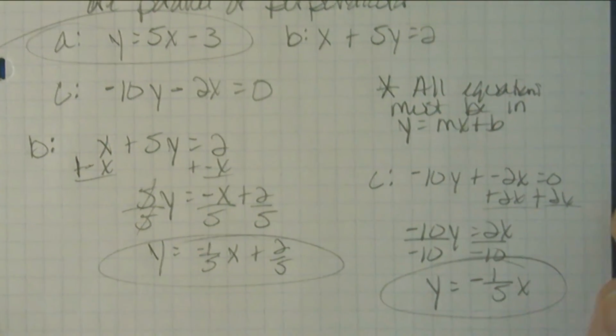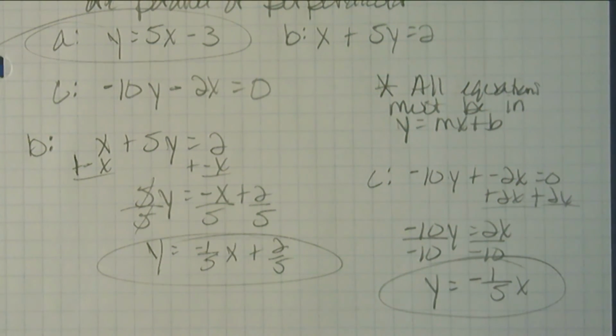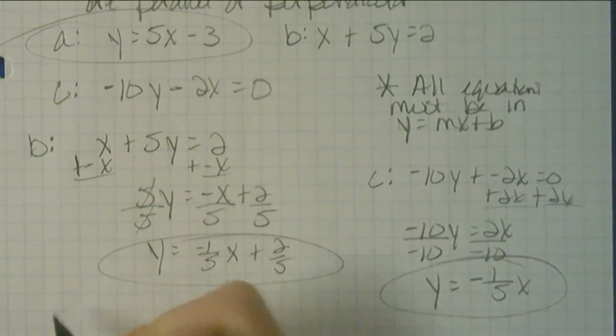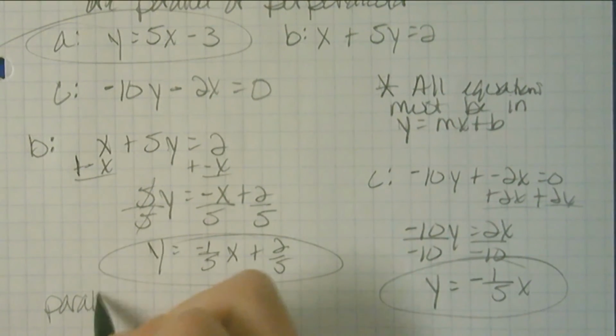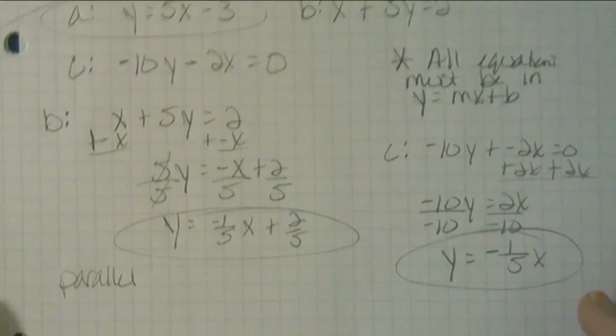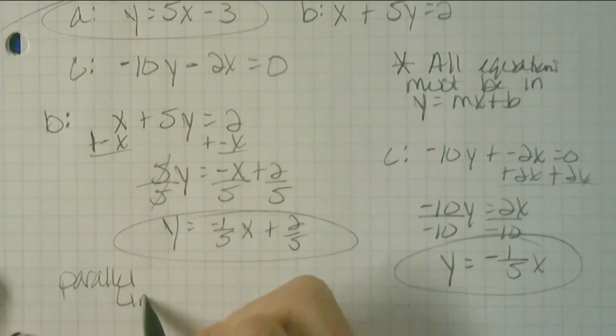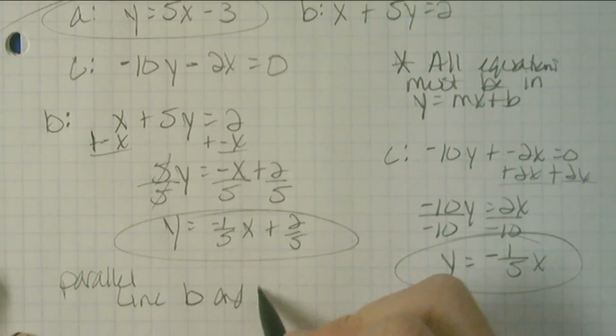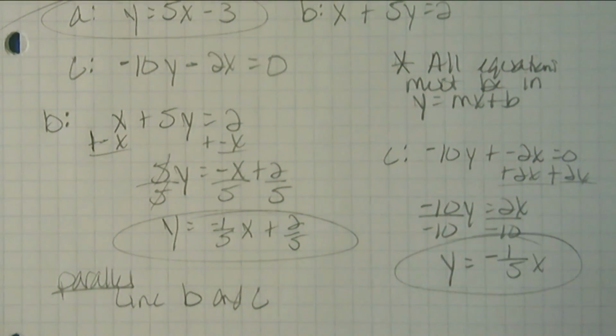So if I look at these, are any of the lines parallel? Line A is y is equal to 5x minus 3. Line B is y is equal to negative 1/5 x plus 2/5. And line C is y equals negative 1/5 times x. Are any of these parallel? Carmen? Excellent. B and C are parallel.